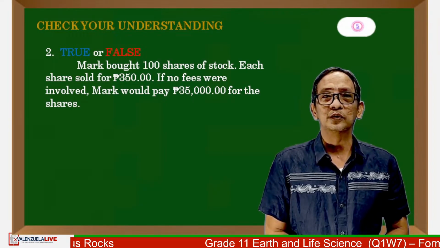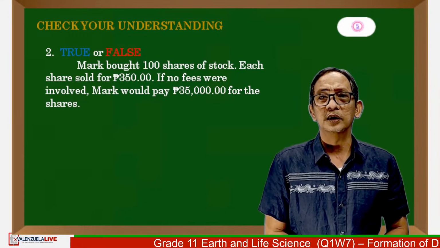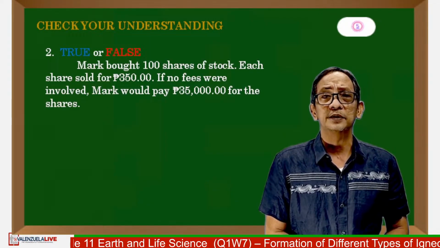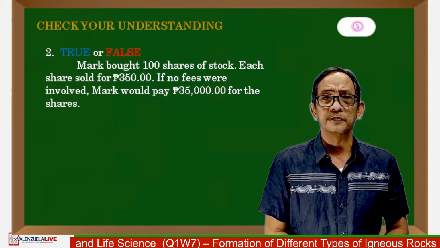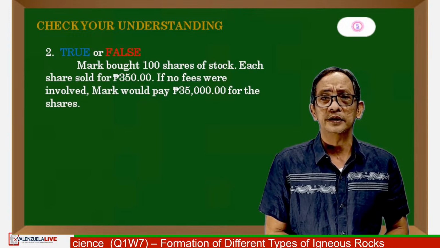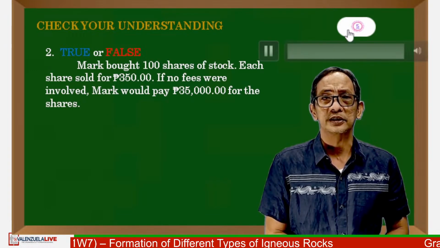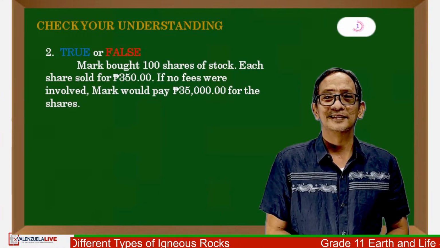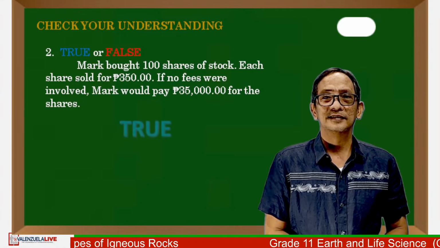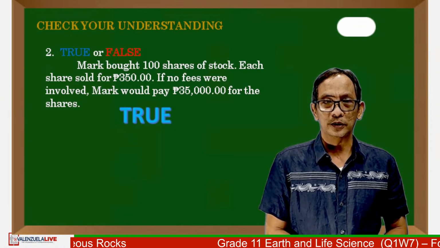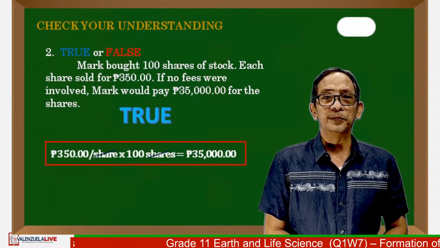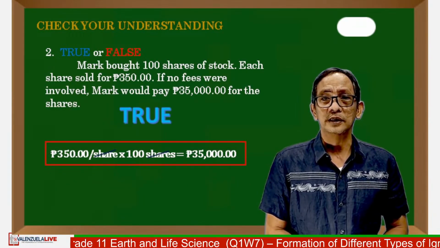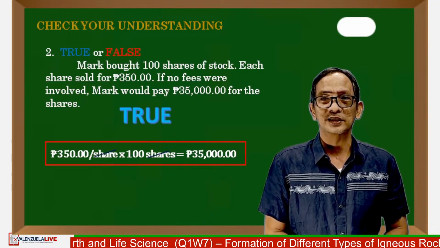Number 2, true or false? Mark bought 100 shares of stock. Each share sold for 350 pesos. If no fees were involved, Mark would pay 35,000 pesos for the shares. True or false? If your answer is true, then you are correct. 350 pesos per share multiplied by 100 shares is equal to 35,000 pesos.